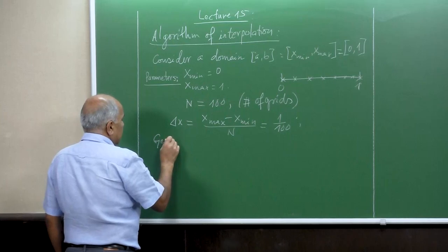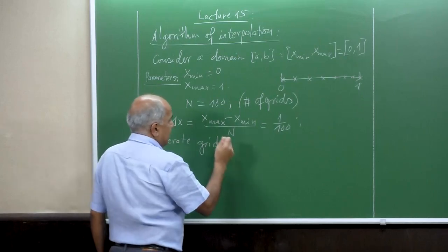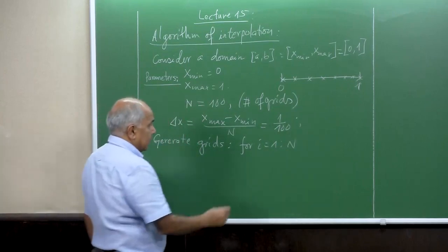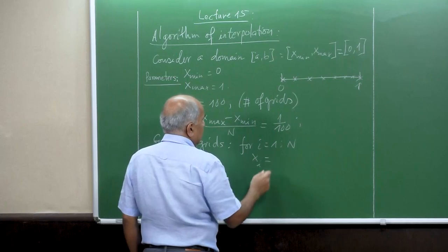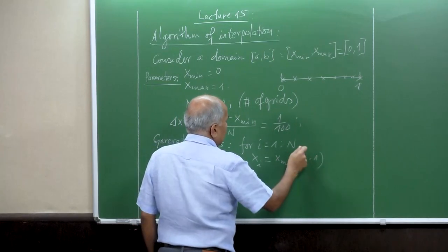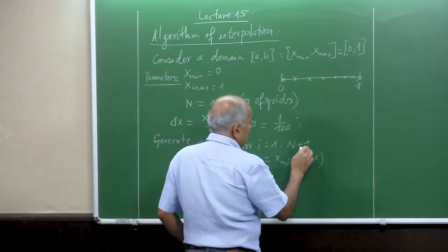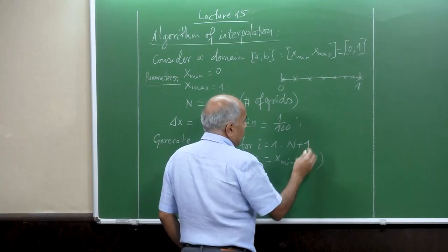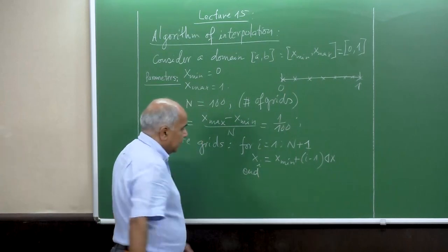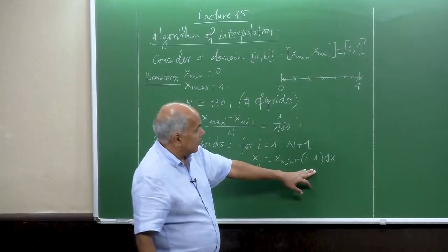Now generate grids for i equal to 1 to n. For example, x i is x min plus i minus 1 times delta x. Maybe you go up to n plus 1 points, or if you remove the boundary point, it doesn't matter. Then we end the loop. So here we have generated very regular points, like in finite difference.